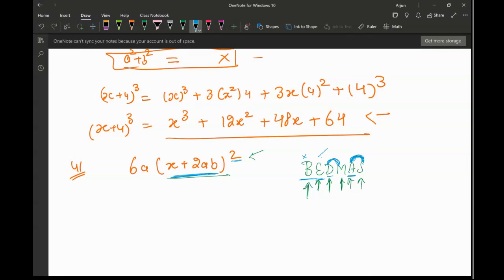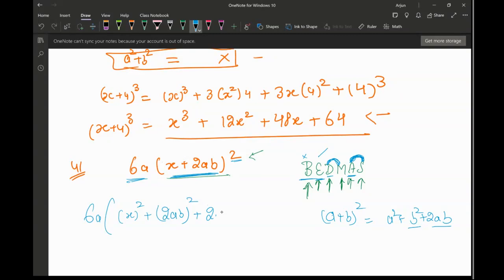Now I have to get rid of the exponent before I start multiplying with 6a. So 6a will remain as it is. If I want to get rid of the exponent, then for a plus b whole square, the formula is a square plus b square plus 2ab. This is the formula I'm going to use, and I'm going to write down the values here. x square plus 2ab whole square plus, then this b square is done, then 2 times x times 2ab.